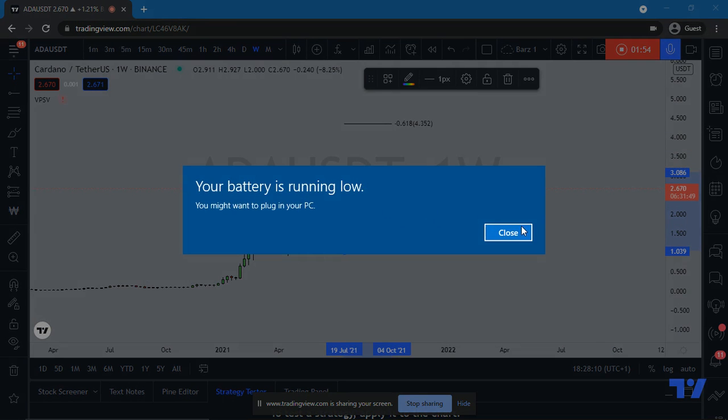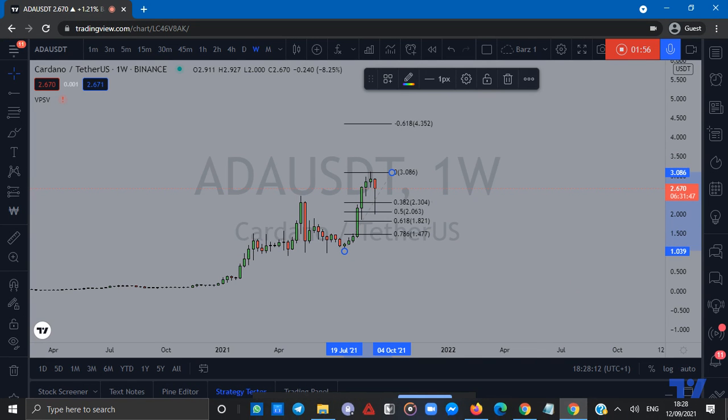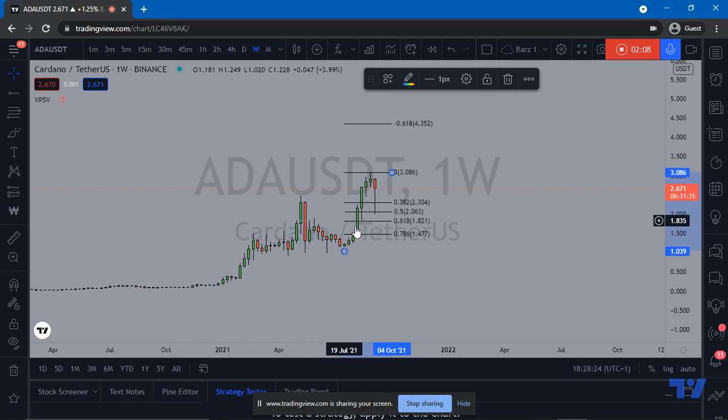So why do we take it from the low to the high of the impulse? We simply take it from the low to the high of the impulse because we are looking to get information on this particular impulse. All right. So if you're looking to get information on this particular impulse, then you have to take it from the low to the high, not from previous impulses in the past.